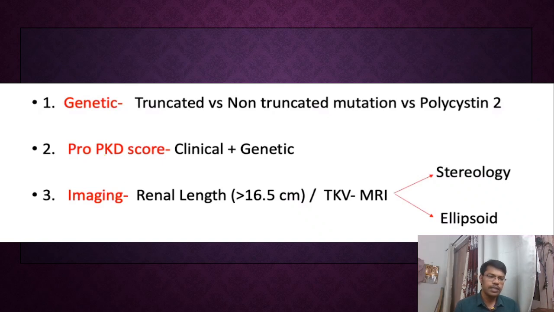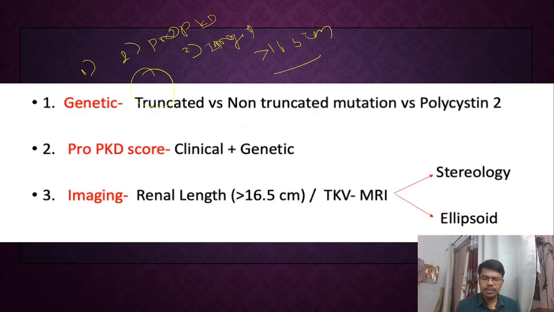So how to tell the prognosis? As I told, genetically we can tell whether it is a truncating or non-truncating mutation. There is one scoring system called the Pro-PKD score being used, and imaging. In the imaging, if the size is more than 16.5 centimeters on simple ultrasound, the prognosis is poor, and for total kidney volume, we need the MRI. Just remember, the Pro-PKD score is used in ADPKD. They use clinical criteria and genetic criteria. For the clinical part, they take 4 parameters like age, hypertension, onset, renal disease. In detail, it probably might not be required. Just remember, this is how we assess the prognosis.